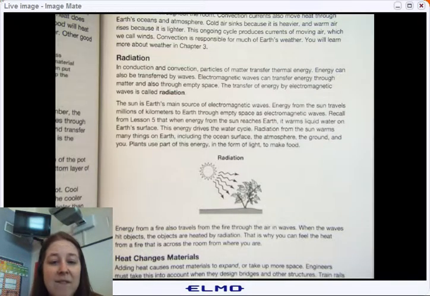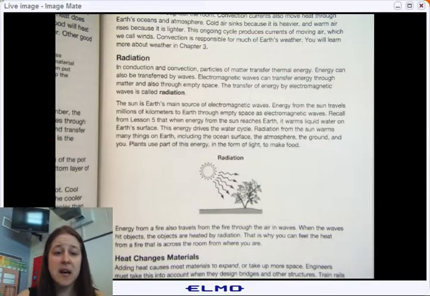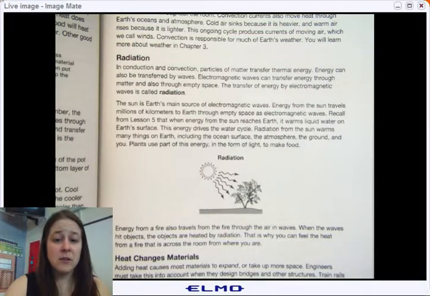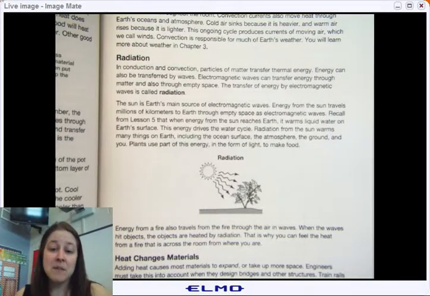Recall from lesson 5 that the energy from the sun reaches the Earth. It warms the liquid on the Earth's surface. This energy drives the water cycle. Radiation from the sun warms many things on Earth, including the ocean surfaces, the atmosphere, the ground, and you. Plants use part of this energy in the form of light to make food.